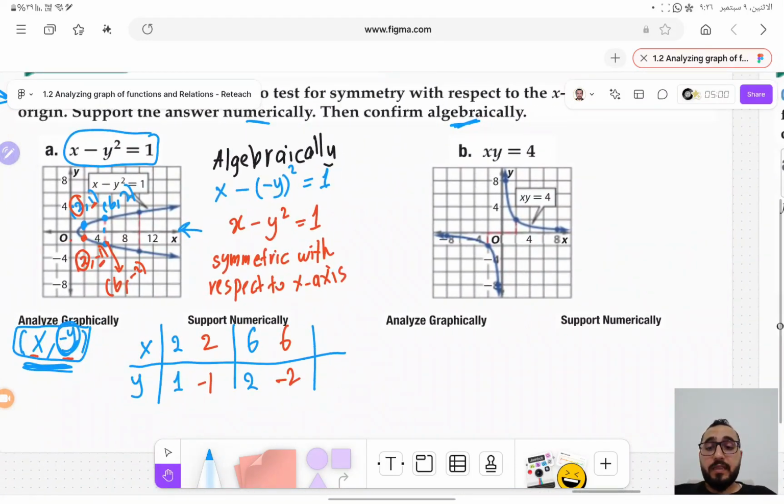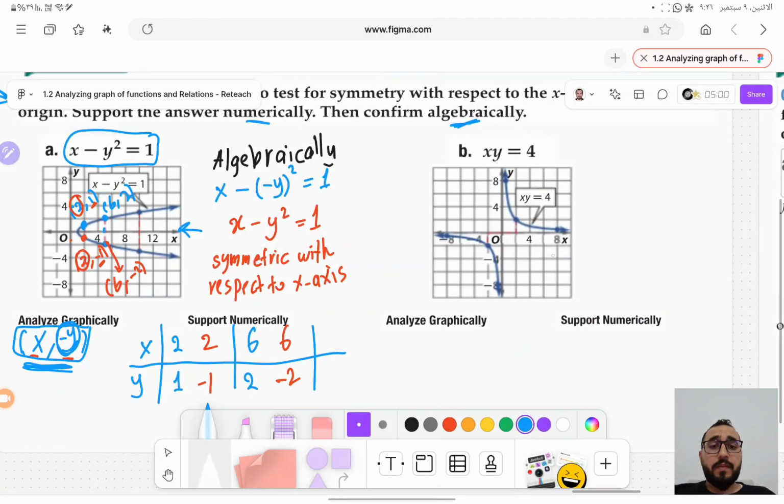Now the second question is this one here. So how can we analyze this graphically? If you look at the points on this graph, what do you think this graph should be symmetrical about? Is it symmetrical about x or y? No, in x, it cannot happen. So this one for sure will be origin.